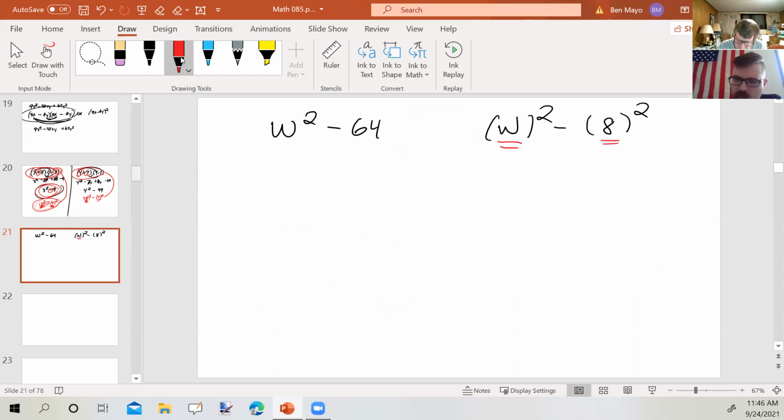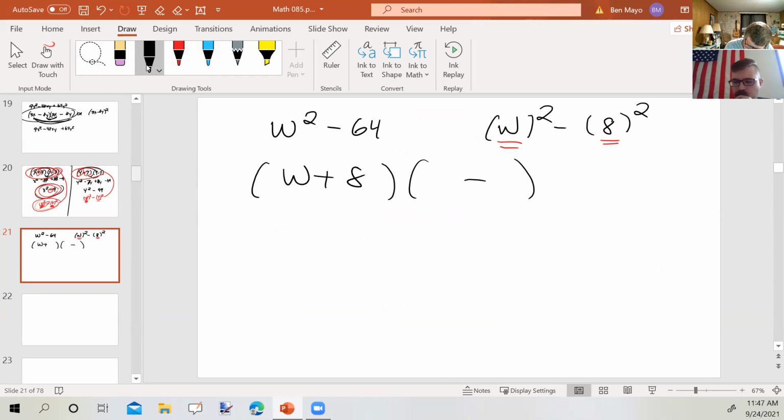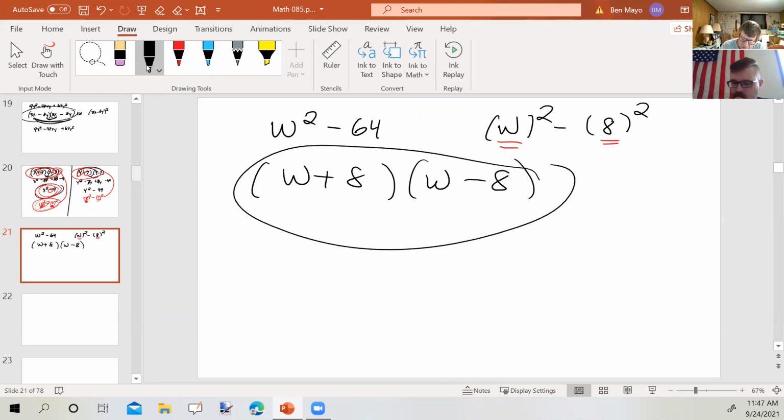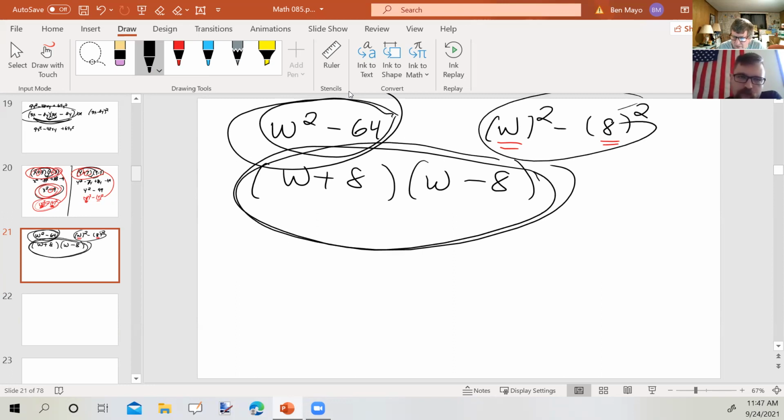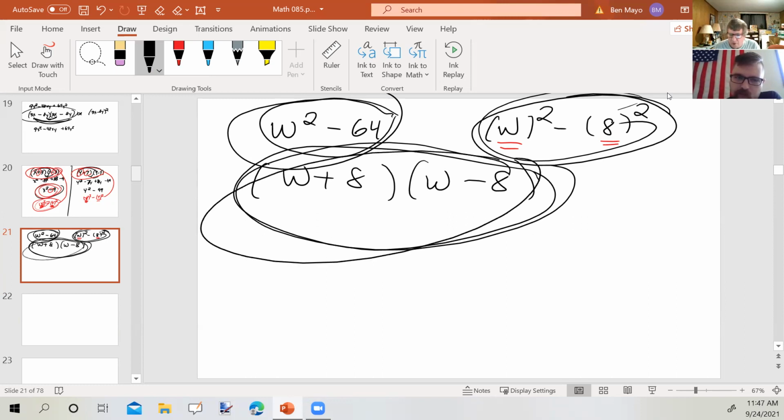Now, these two numbers are going to show up in the factored answer. I'm going to have the sum of those two numbers times the difference of those two numbers. That will be the factorization of this binomial. So if it's the difference of two squares, then I can factor it this way. Okay, this isn't the factoring process. This is identifying: yes, it fits the pattern, so we can go to this, or no, it doesn't fit the pattern, so we've got to try something else. Okay.